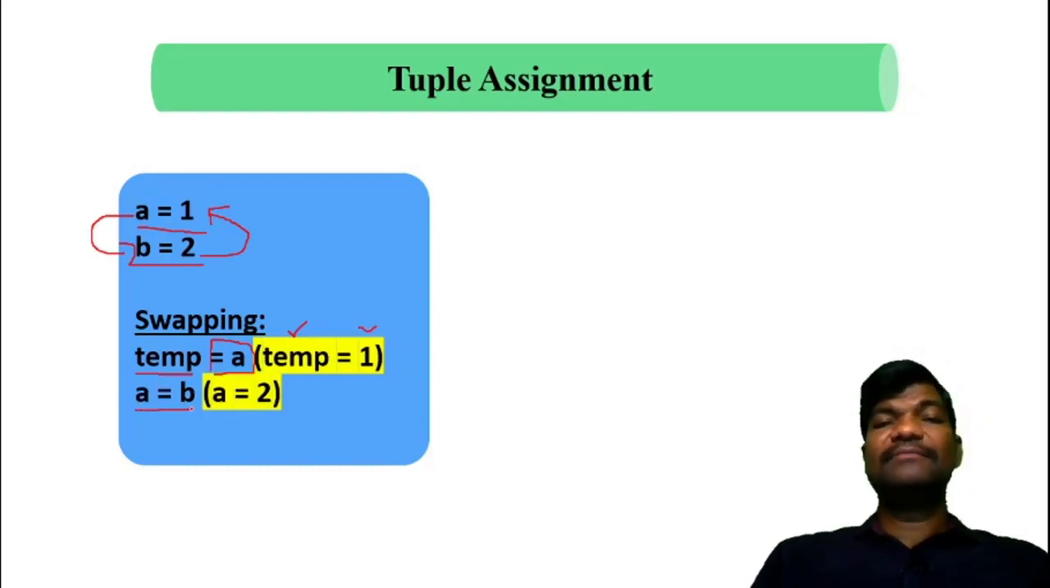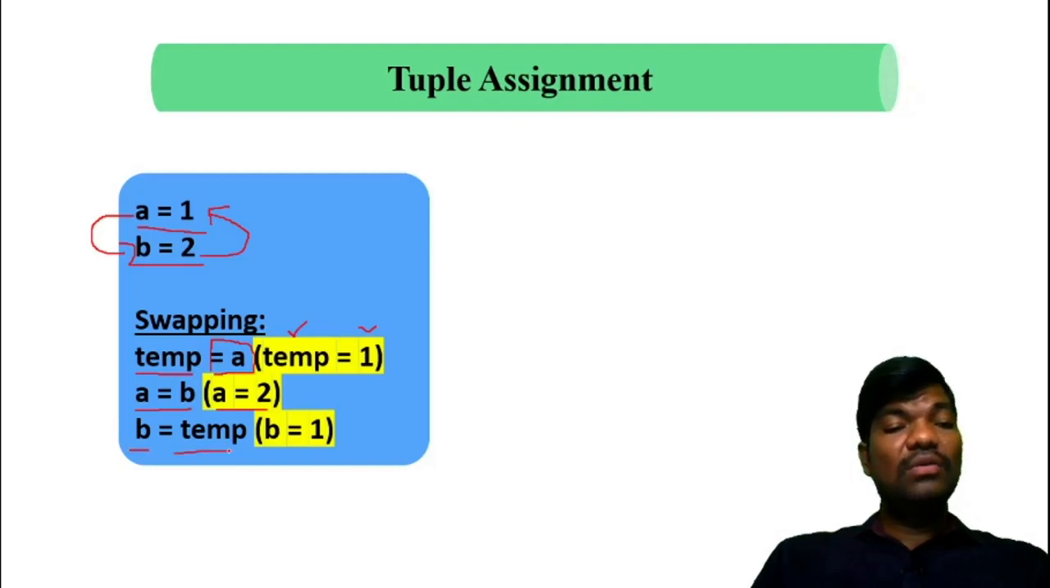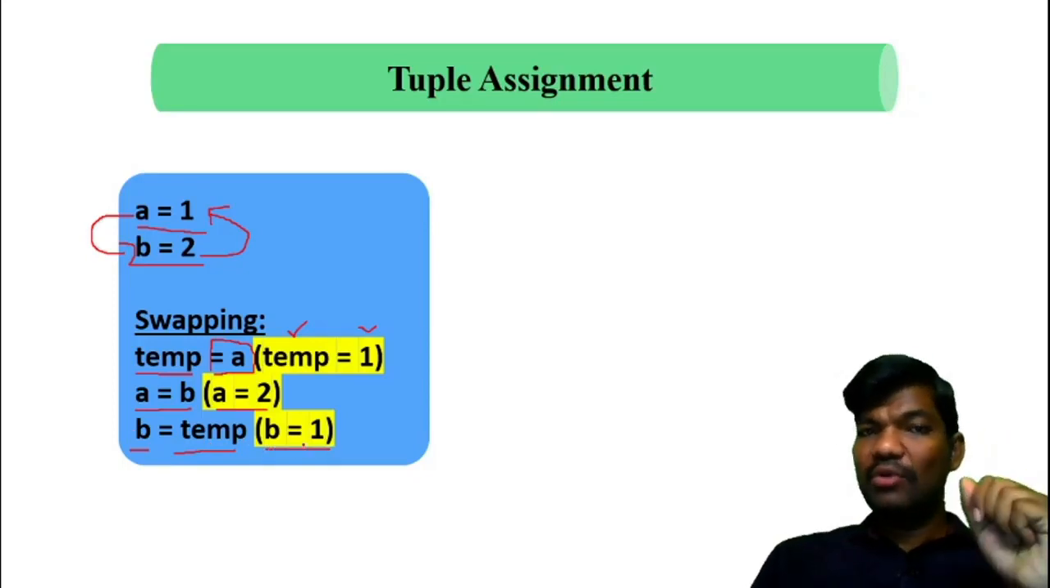A equal to B. That means 2 is assigned to A, so A equal to 2. Next, B equal to temp. What is the temp value here? 1. That is assigned to B. So B equal to 1. So this is the actual swapping process.